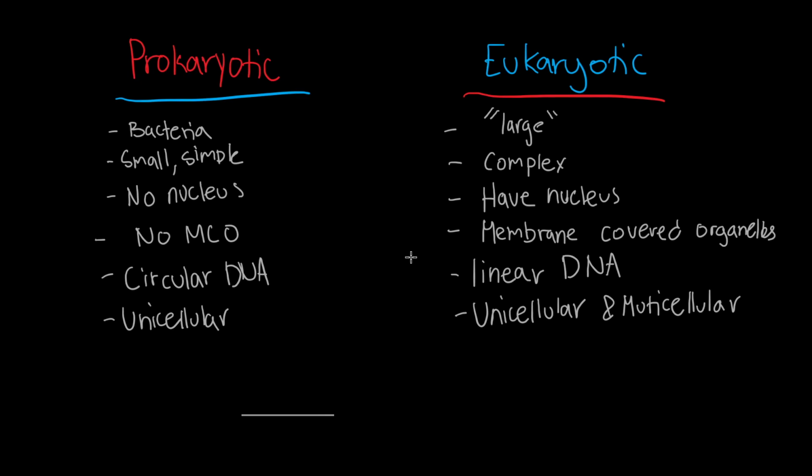The next difference is that eukaryotic cells have linear DNA, while prokaryotic cells have simpler circular DNA. This is something which will be covered in a future video. Another difference is that prokaryotic cells are just bacteria, while eukaryotic cells are every cell, not including bacteria. Prokaryotic cells, being bacteria only, include only unicellular organisms, while eukaryotic cells include both unicellular and multicellular organisms.